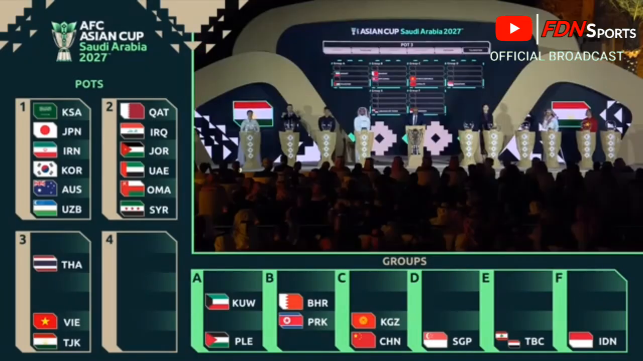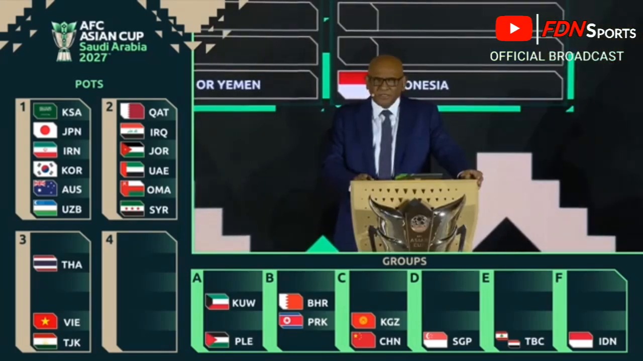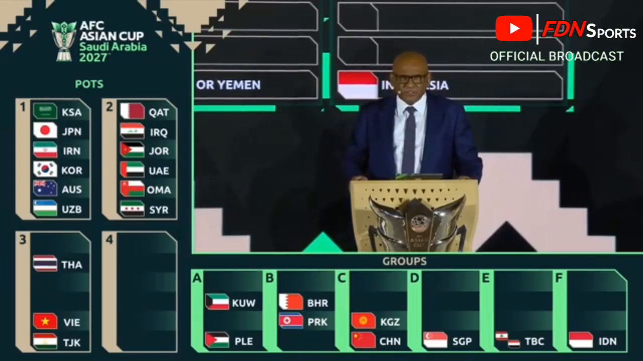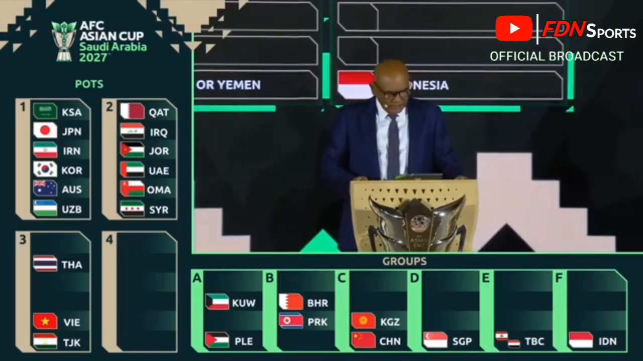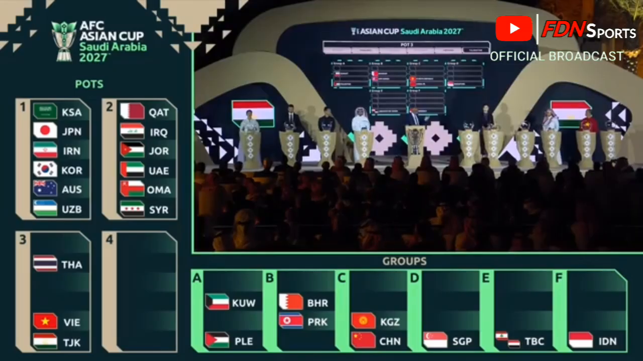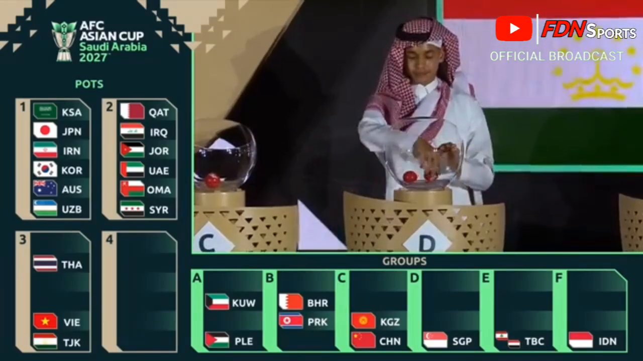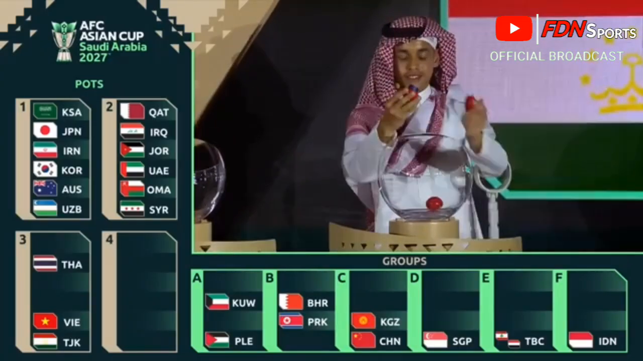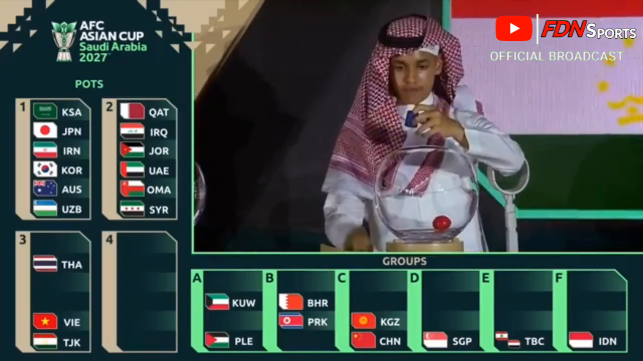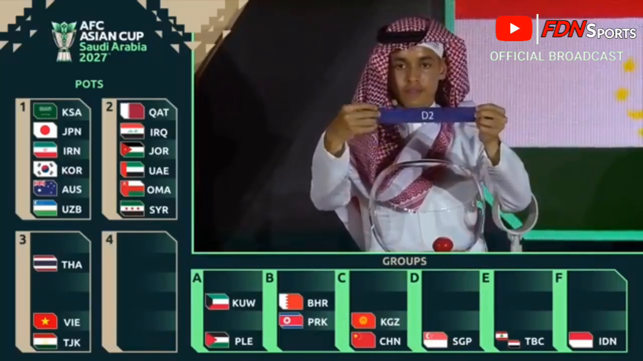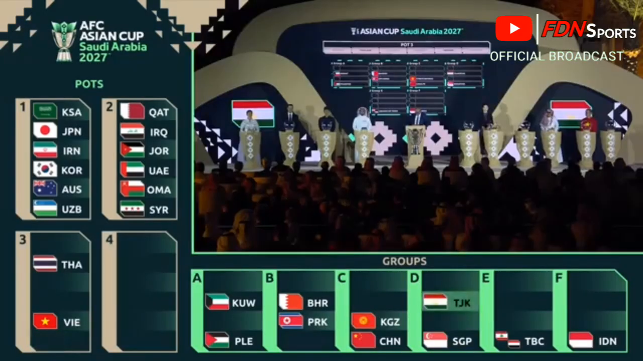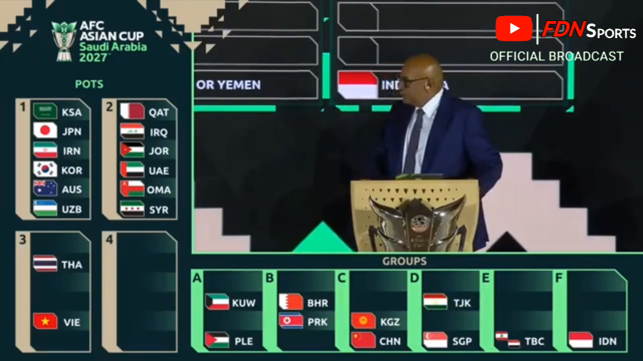Tajikistan. Tajikistan, the debutants after first qualification in 2023. This was their 2nd appearance in a row, reached the quarterfinals on their debut, Tajikistan. So let's look at position in Group D. D2. D2, Tajikistan. Thank you. We move on to the next ball.